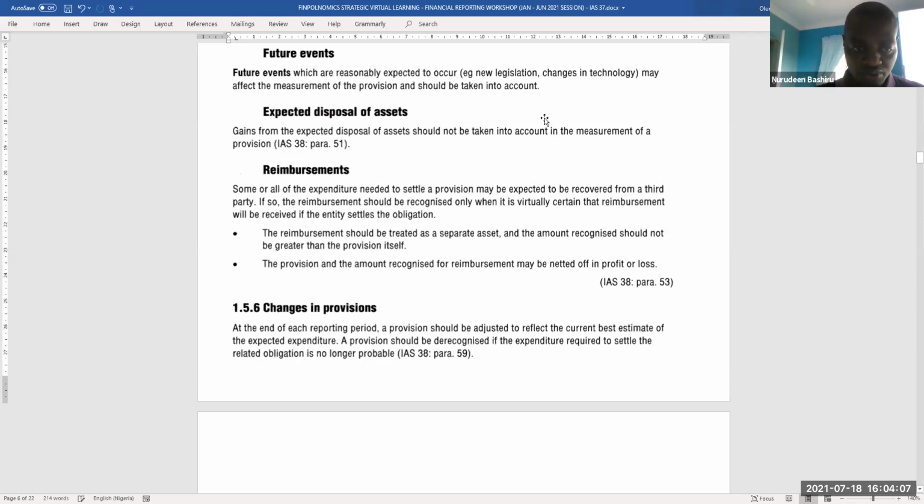Changes in provisions. At the end of each reporting period, a provision should be adjusted to reflect the current best estimate of the expected expenditure. A provision should be derecognized if the expenditure required to settle the related obligation is no longer probable. IAS 37, paragraph 59.